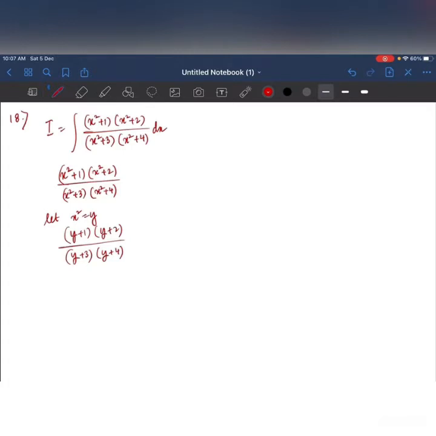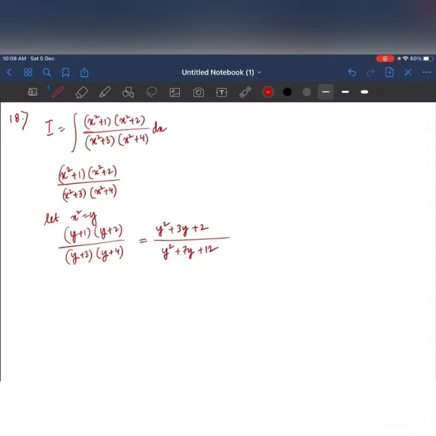So let us do the multiplication. The reason we're doing the multiplication, I will tell you. Just do the multiplication and see what you get. The numerator becomes y square plus 3y plus 2, and the denominator becomes y square plus 7y plus 12.